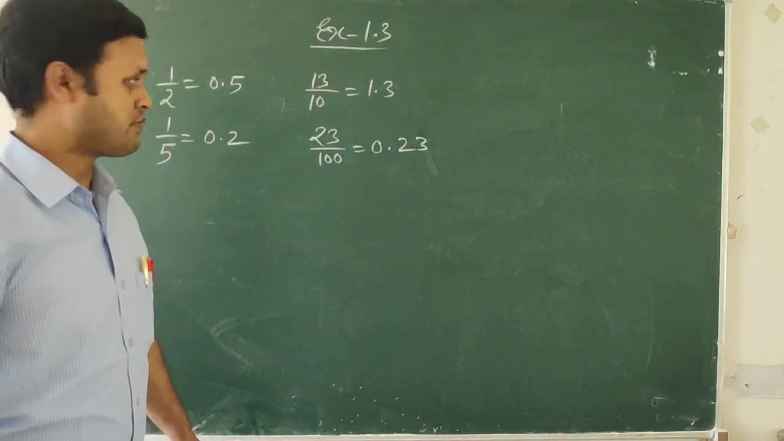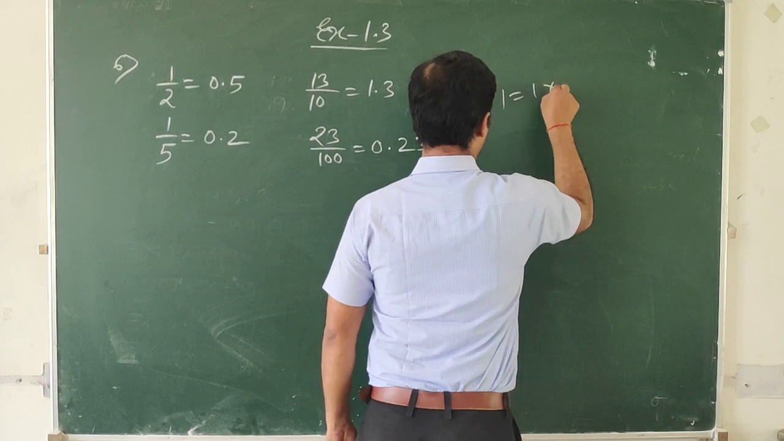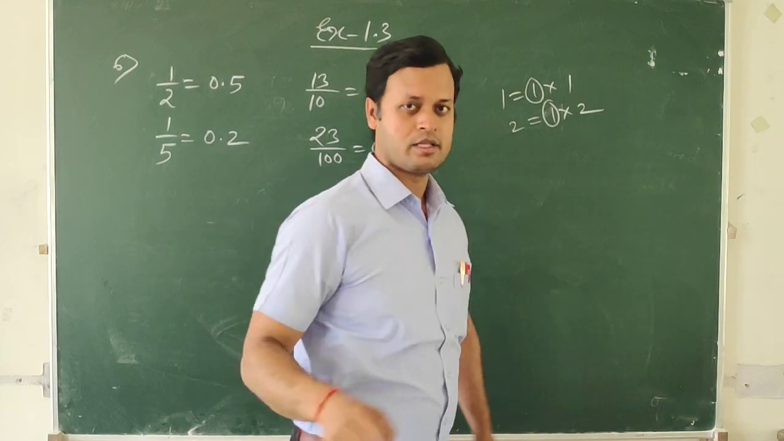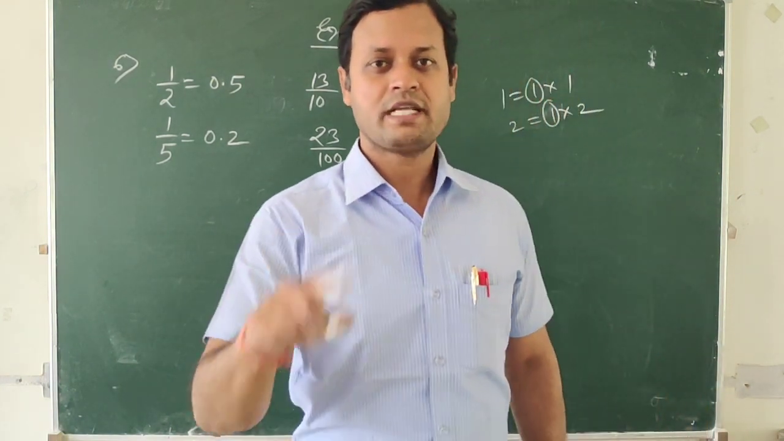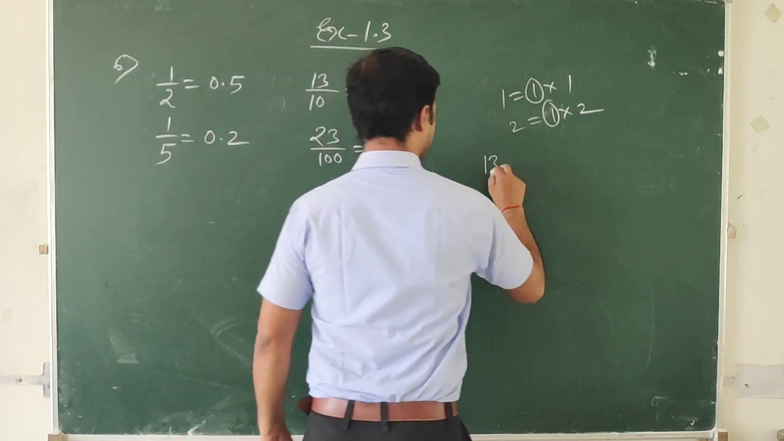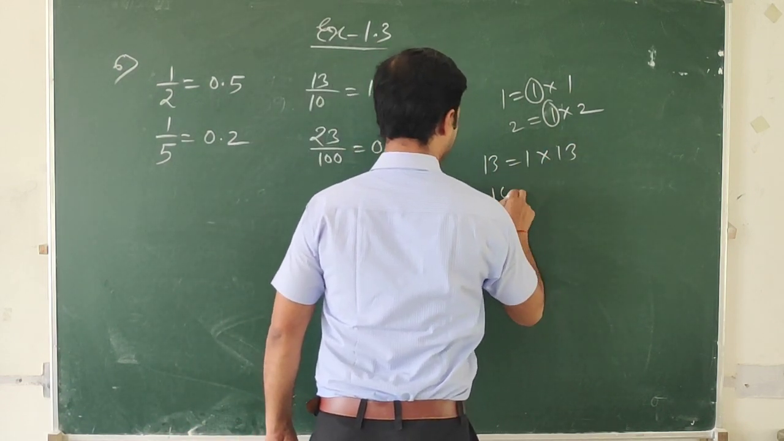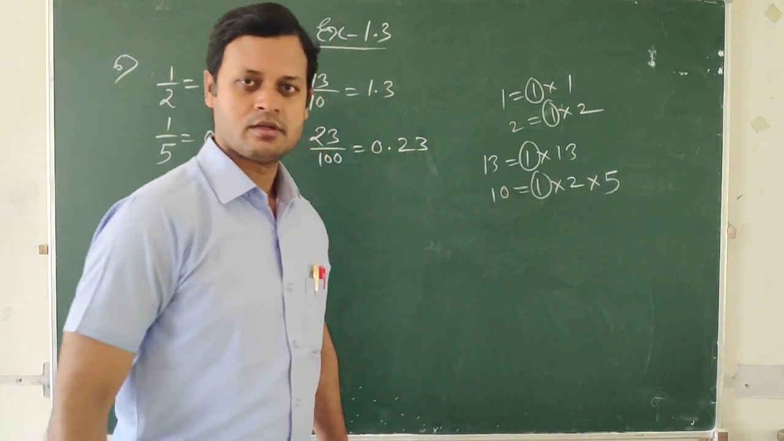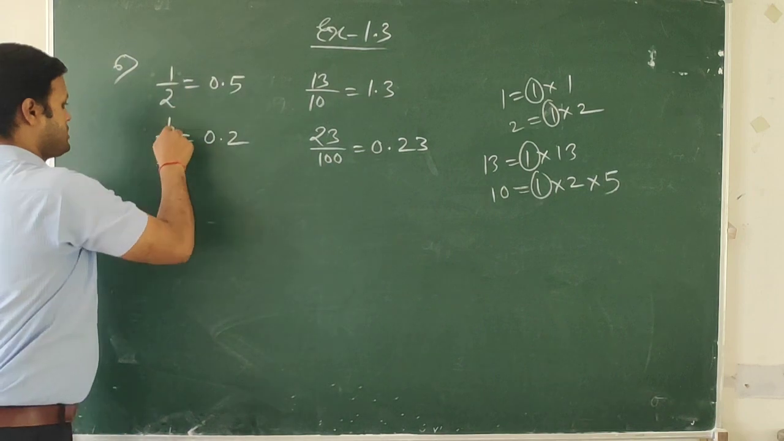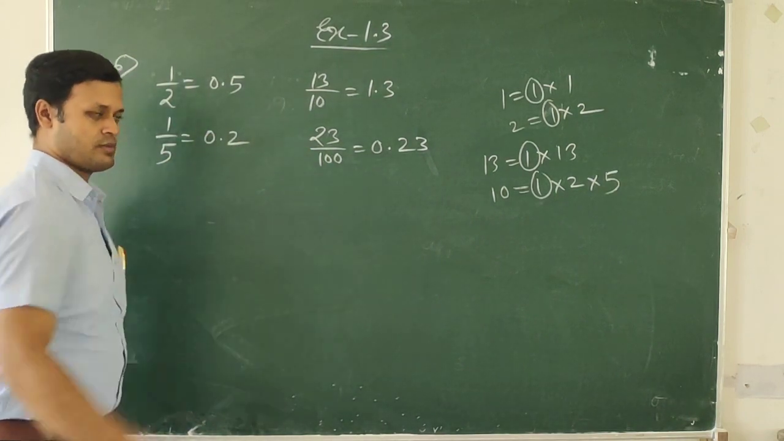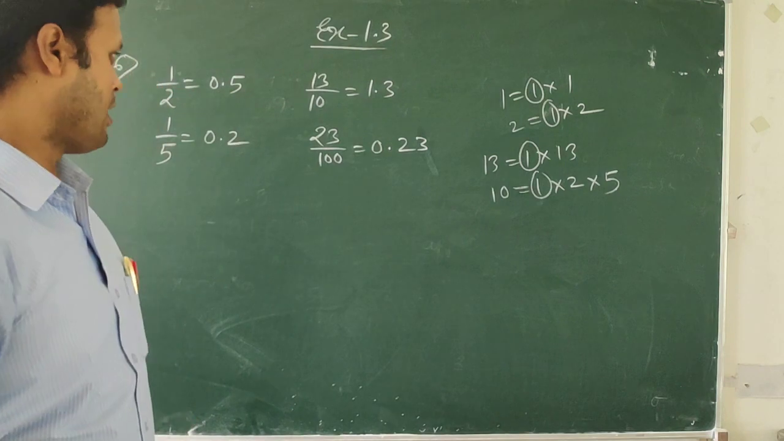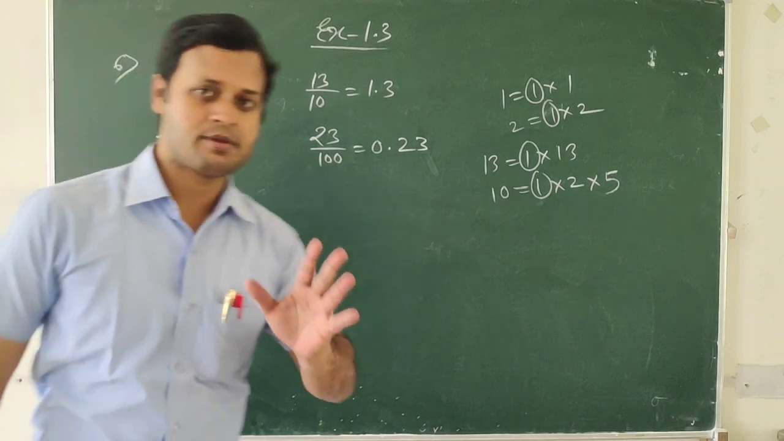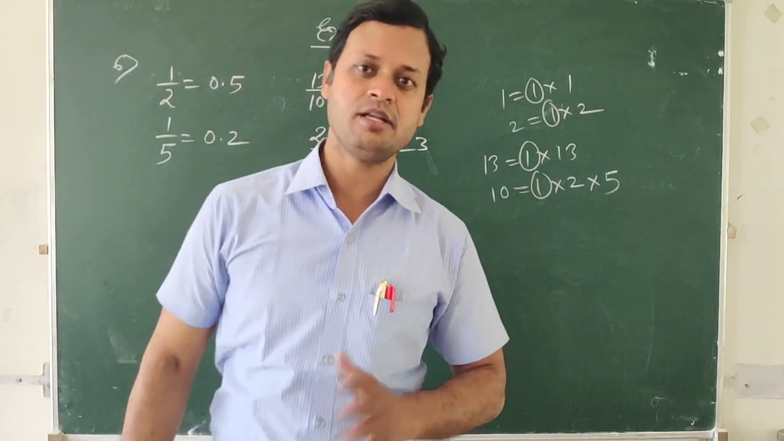And here, what is the common factor of 1 and 2? 1 is equal to 1 into 1, 2 is equal to 1 into 2. So the common factor is 1. In the question it is said that p and q must have only 1 as their common factor. What is the common factor of 13 and 10? 13 is 1 into 13, and 10 is 1 into 2 into 5. So the common factor is only 1. Understood? Also all these examples that I have given have terminating decimal representations.